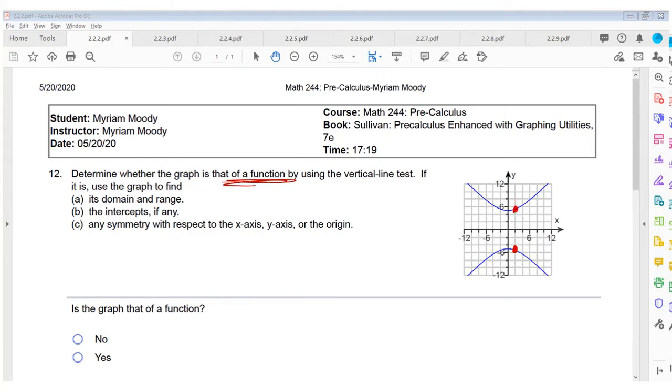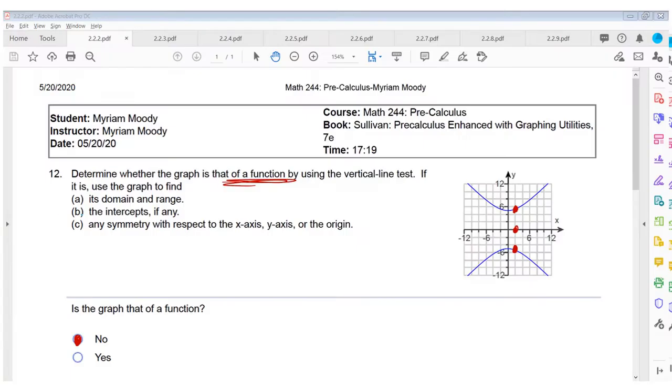Okay, let me try that again. This particular x has this y value and this y value. Is that going to be a function? No, it's not. Not a function. Good. Second thing they would like is the domain and the range.